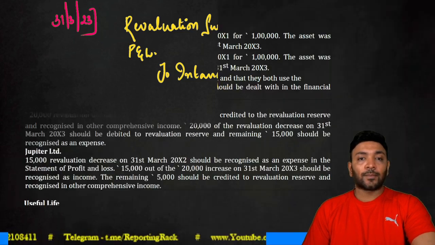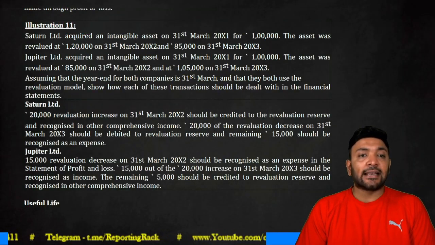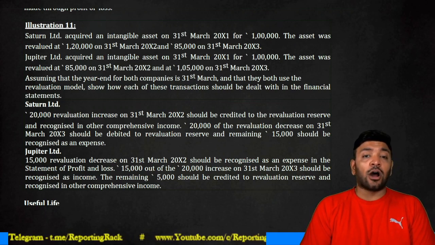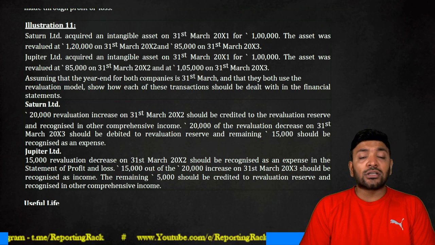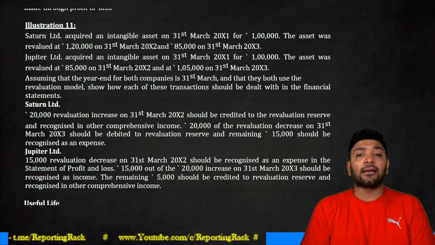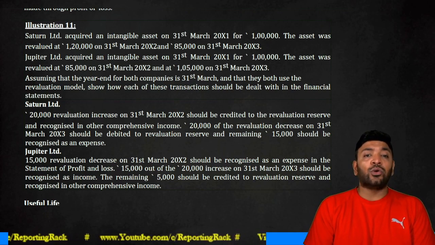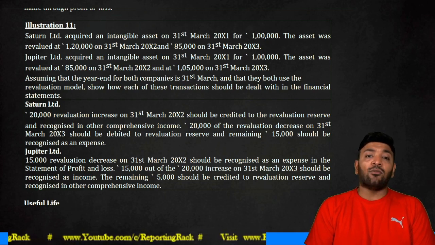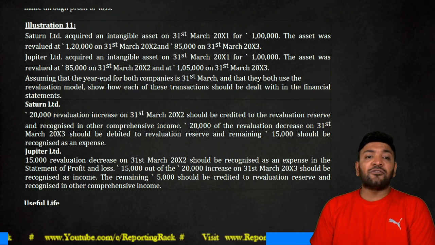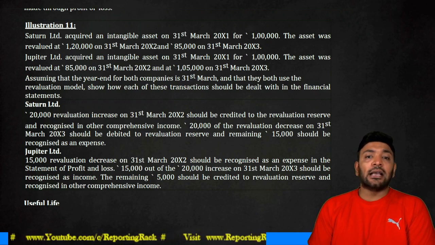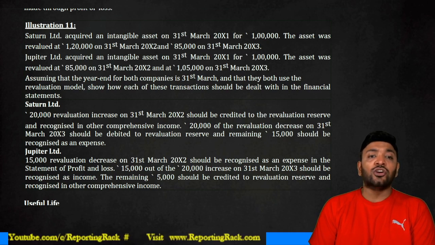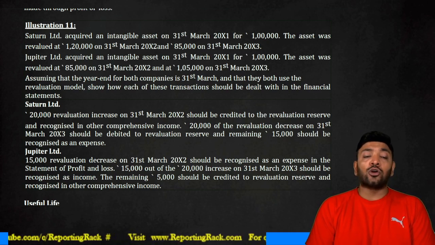What about the next entry? Jupiter has acquired an intangible asset on 31st March 2021 for 1 lakh. The asset was revalued to 85,000 in 31st March 2022 and 1,05,000 on 31st March 2023. Assuming that the financial year end for both companies is 31st March, using revaluation model, how should these transactions be recorded?